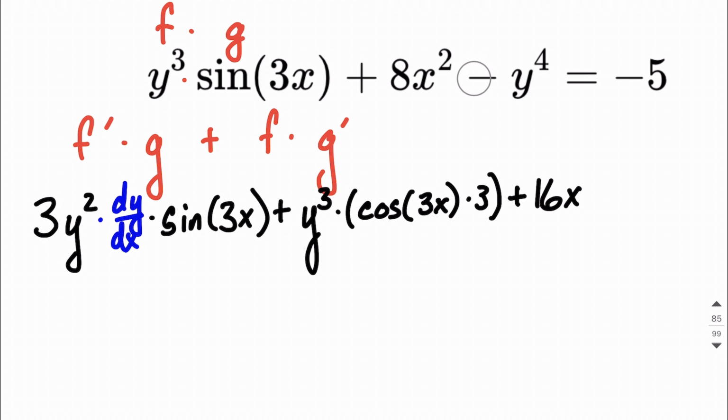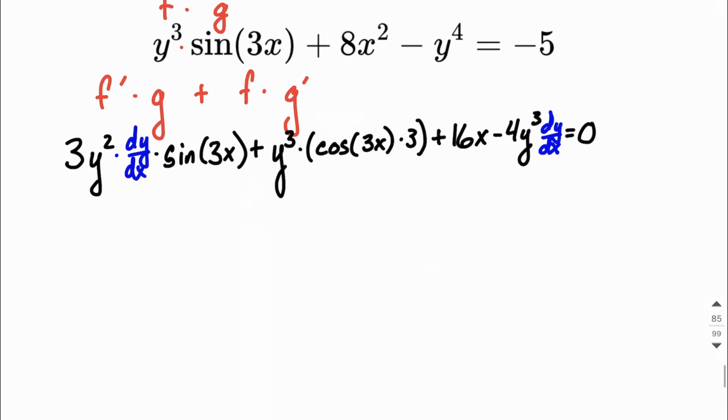Next, let's move on to negative y to the 4th power. So in this case, another power rule, which is kind of nice. We're going to bring along the subtraction. The 4 comes down, reduce the exponent by 1. But this time, remember, y was our variable, so don't forget dy/dx goes next to this. And then finally, over on the right-hand side, we have a negative 5. Well, that's a constant. The derivative of a constant is going to be 0.